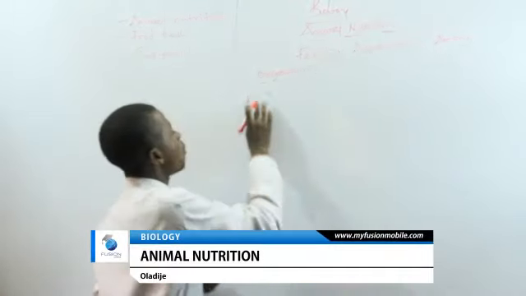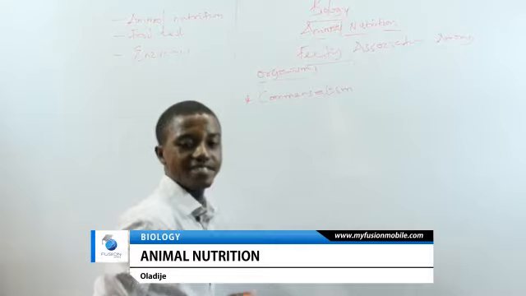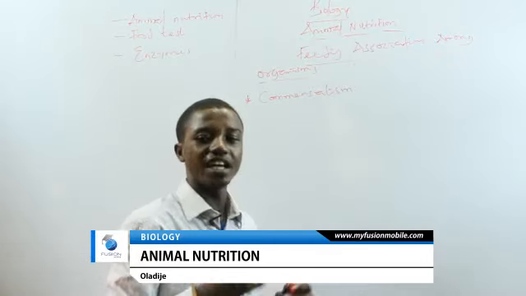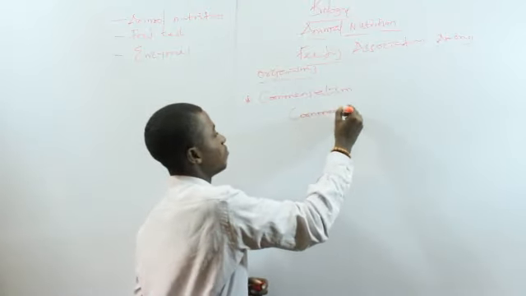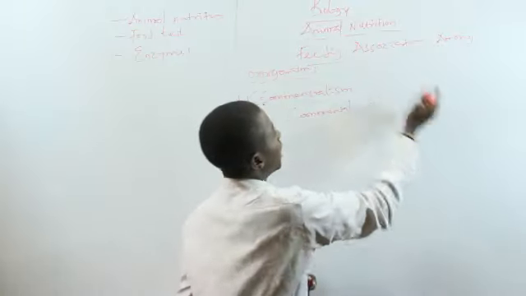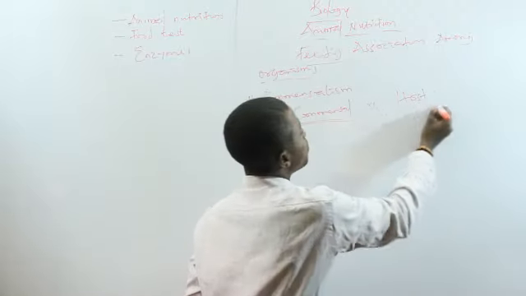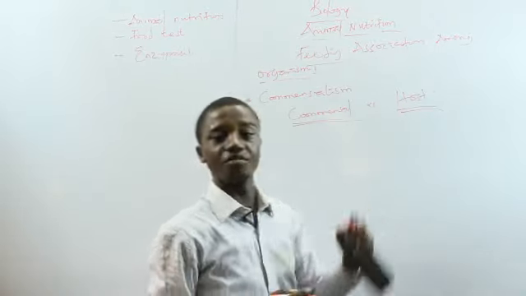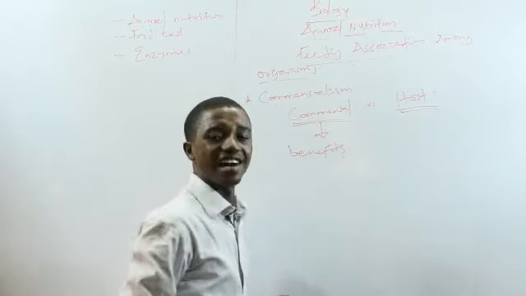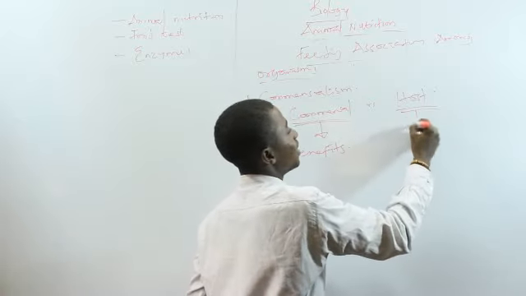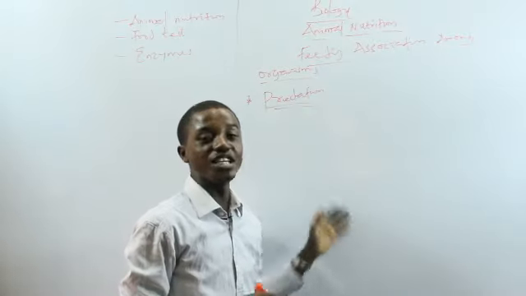The second on our list is what we call commensalism. Commensalism is basically a feeding association between two organisms as well. This time around, it is the commensal versus another organism. Let's call the organism the host. The commensal versus the host. So what will happen to the commensal when it associates itself with the host? The commensal benefits. The host is unaffected.